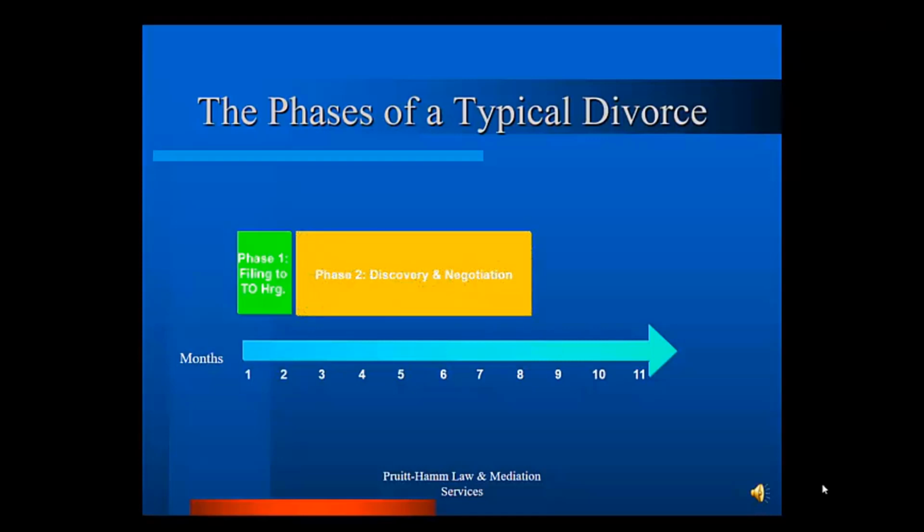The second phase is usually begun in earnest after the temporary order hearing, and that involves 2 things. Discovery, which is the legal process of acquiring information that you don't already have, and then negotiation. And negotiation to reach a settlement is usually engaged in earnest once you have enough information that you feel like you're ready to proceed with making an offer or accepting an offer, and doing so knowingly.